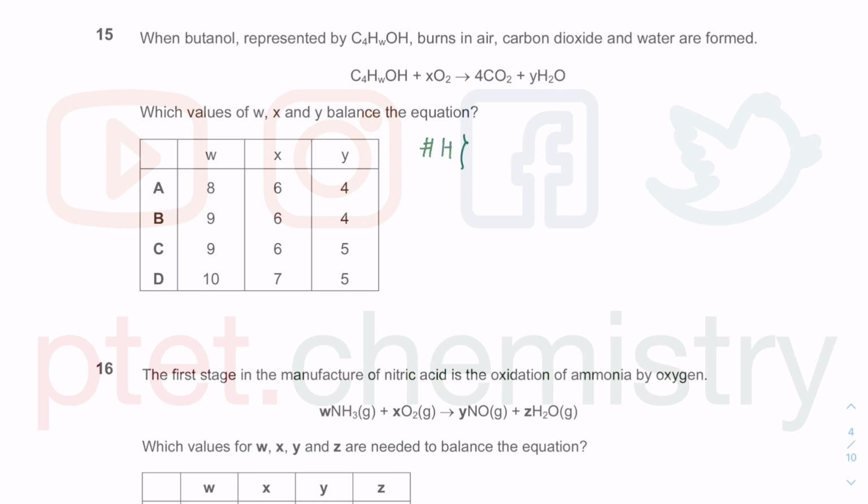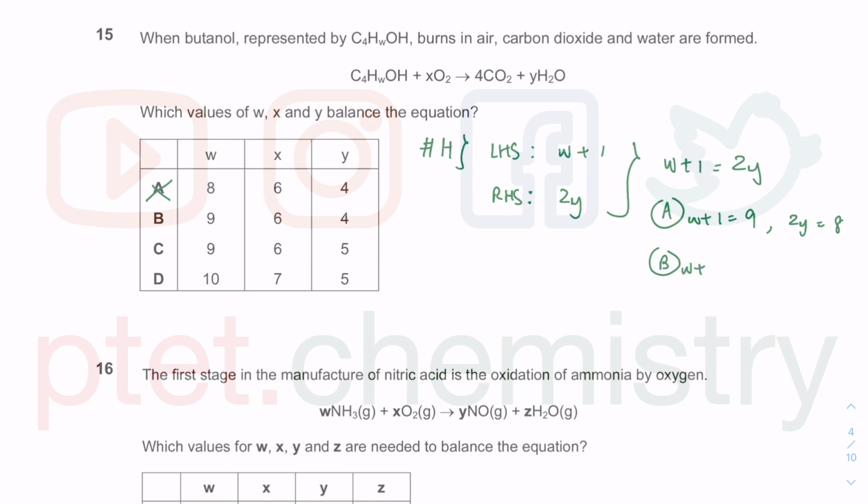The number of hydrogen on the left hand side, what do I have? I have W plus 1 because I have 1 hydrogen plus W. There's no hydrogen there. On the right hand side, I have 2 times Y. So what can I say? W plus 1 equal to 2Y. Well, let's check. For A, W plus 1 is 9. 2Y is 8. So you know A is definitely wrong already.